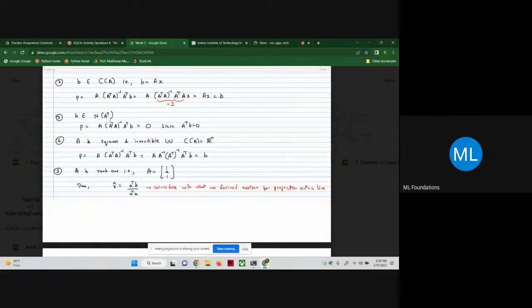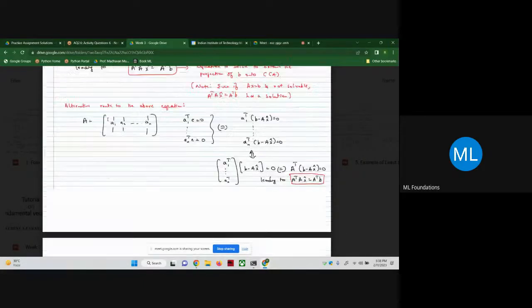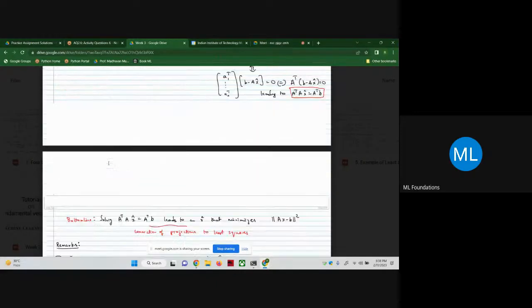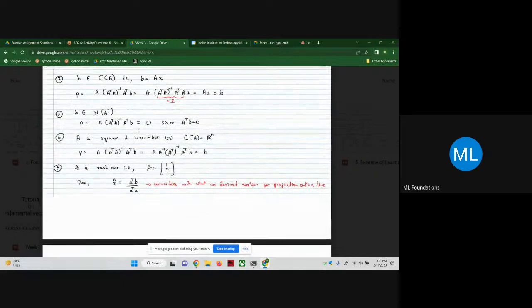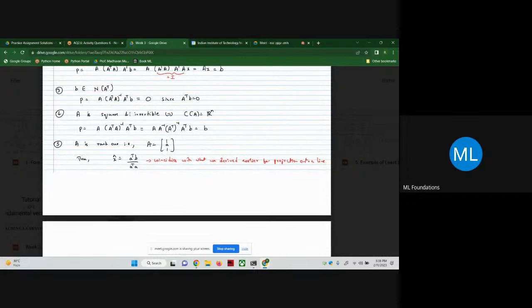So if B belongs to the null space of A transpose, what we mean is that the B vector is entirely perpendicular to the column space. Then the projection will be 0, and there is not going to be any projection there. Here A transpose B is 0, so this entire projection will become 0.